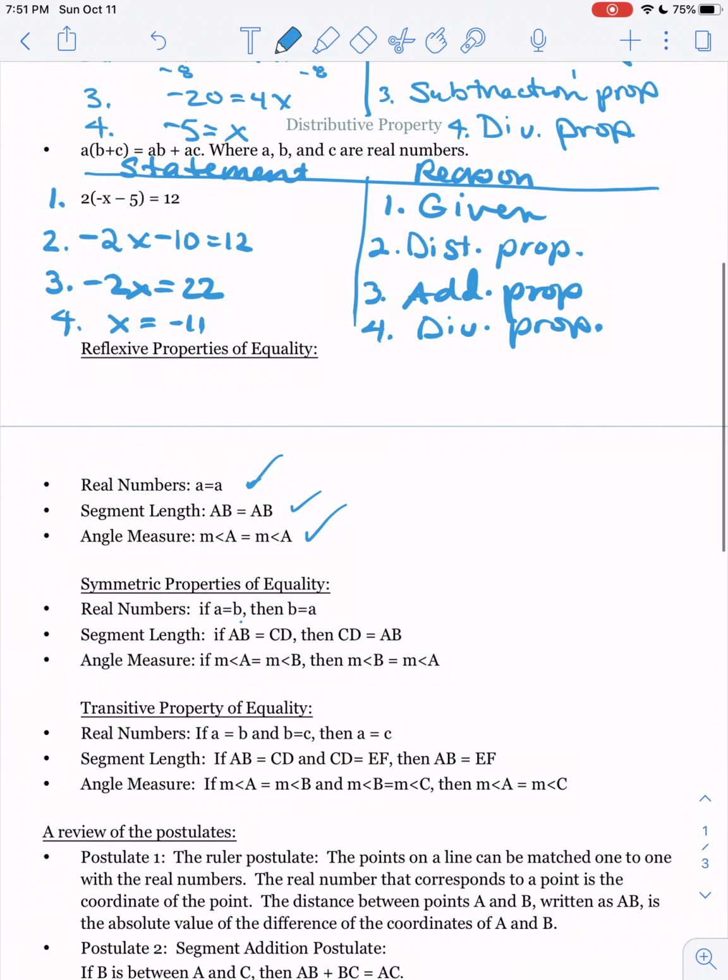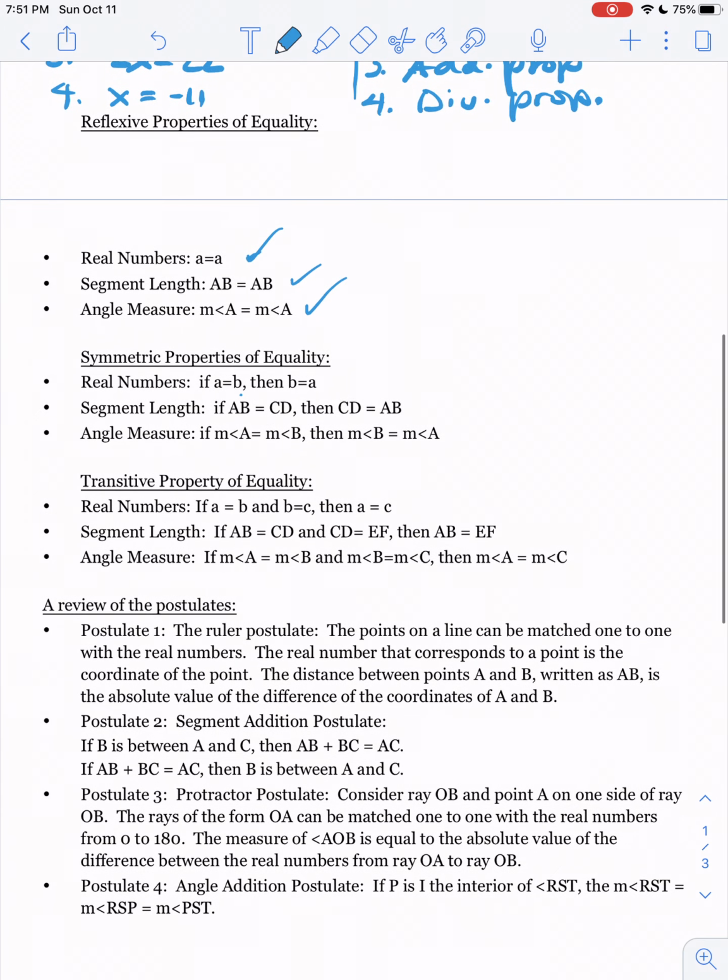Next one is called the transitive property, and I remember that by transferring. And it says if A equals B and B equals C, then A equals C. You can sort of get rid of the B in the middle and just say A equals C. Again, it works for numbers, segments, or angles. Okay, so anytime you see that repeated in the middle, you know you're going to use the transitive property. It's one we use a lot in proofs.